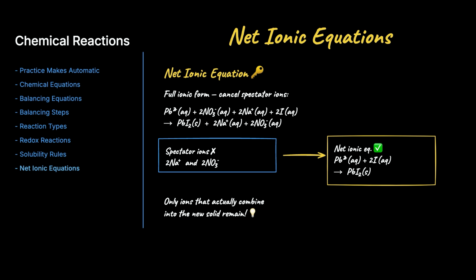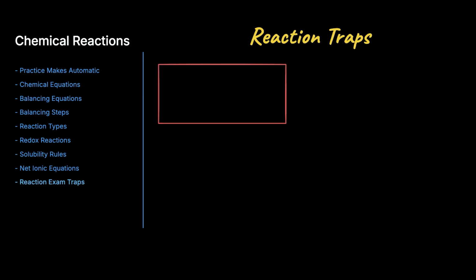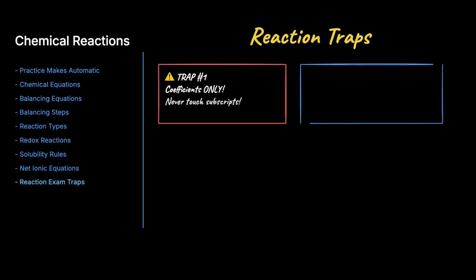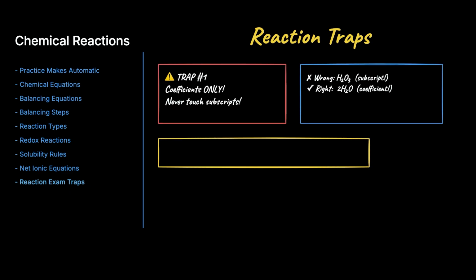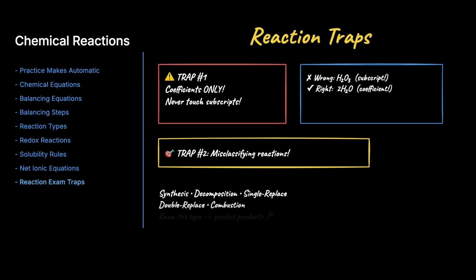Simple and honest. The biggest reaction trap on the exam is changing a subscript while balancing. Promise yourself you will only ever touch the coefficients out front. A second common trap is misclassifying reactions, so study the patterns until you can spot each type at a glance. Recognizing the type often lets you predict the products before calculating anything.